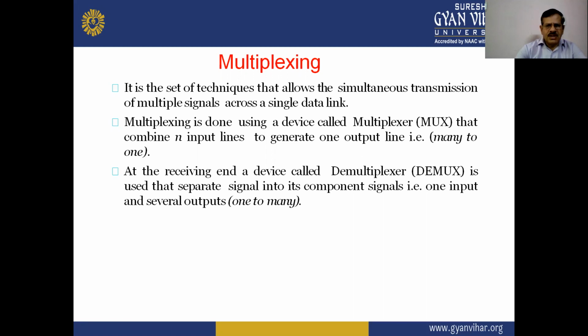At the receiving end, a device called a demultiplexer, DEMUX, is used that separates the signal into its component signals, or one input and several outputs, one into many. So in demultiplexing, one signal is converted into many signals. This is the one to many, or one input and several outputs, in the demultiplexer system.